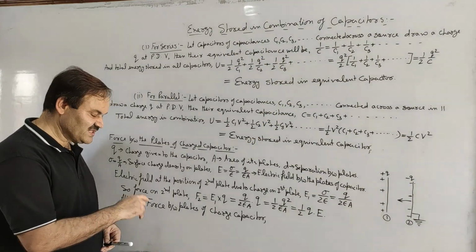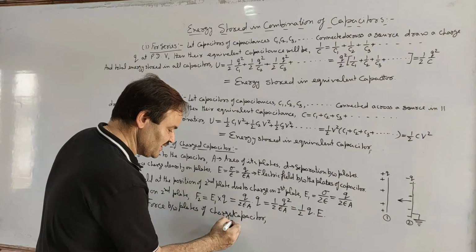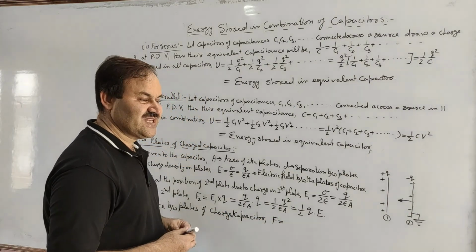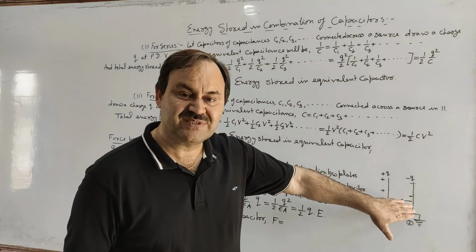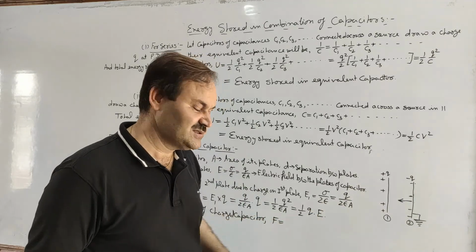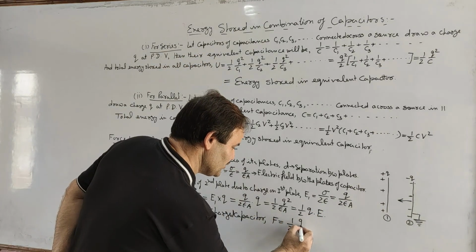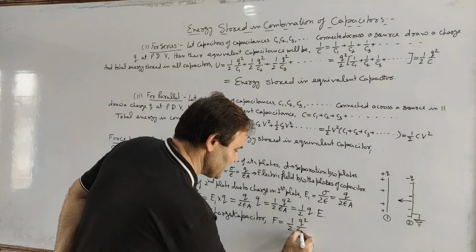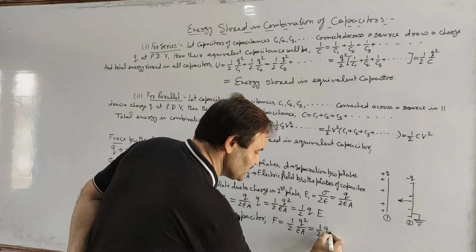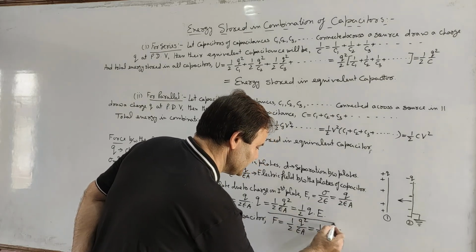Thus attractive force between plates of a charged capacitor, F, will be force exerted by first plate on second, or force exerted by second plate on first, that is half Q square by epsilon into A, equal to half charge on each plate multiplied by electric field between the plates.